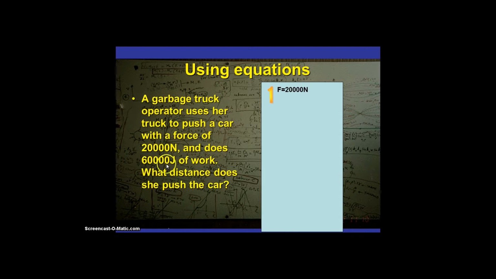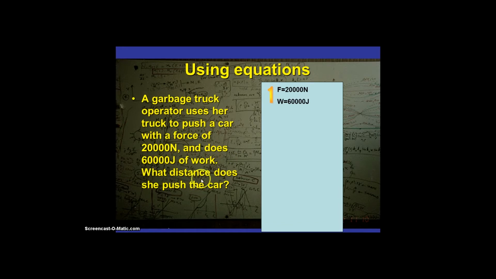Our next number is 60,000 J, and it says 60,000 J of work. So work is what it is. That's a capital W if you look on the sheet. 60,000 J is equal to capital W. What distance does she push the car?